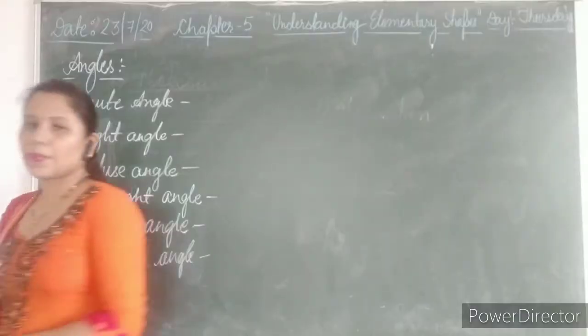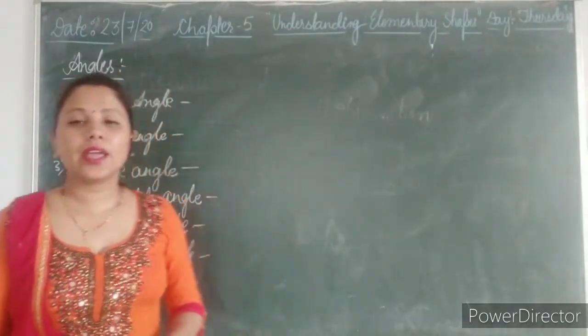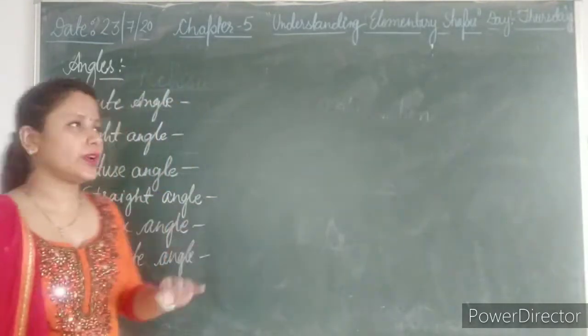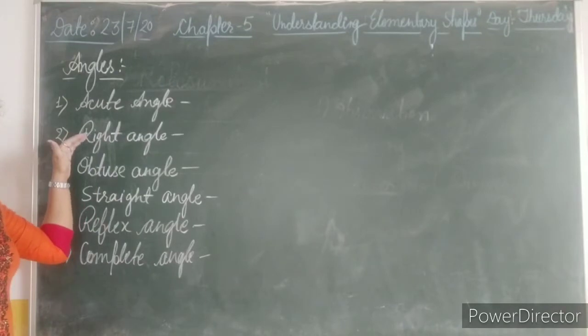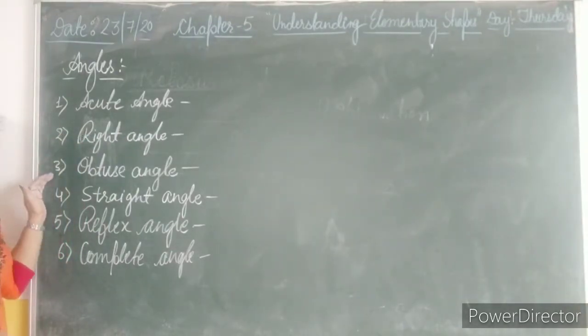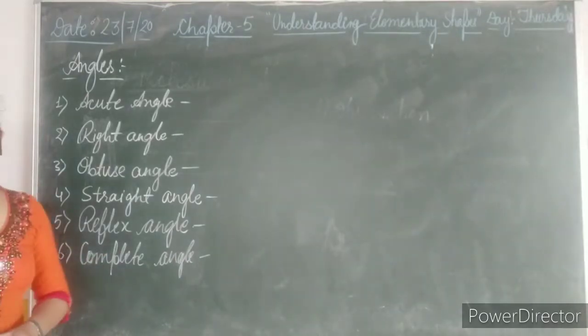Clear? So students, our next topic is angles. Okay, so basically we have 6 types of angles. First one is acute angle, another one is a right angle, third one is obtuse angle, fourth is a straight angle, fifth one is our reflex angle, and sixth is our complete angle.